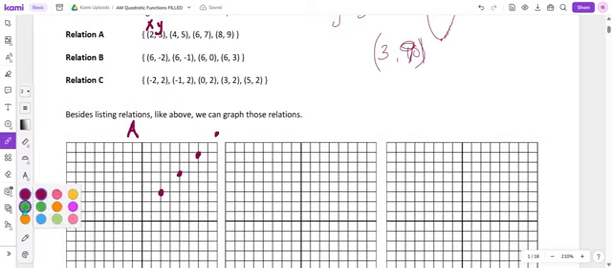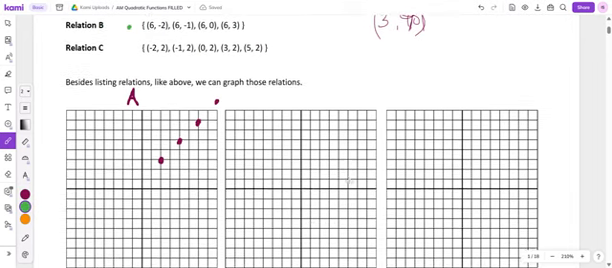Let's plot the second one. So relation B, we got 6, negative 2. 2, 3, 4, 5, 6. We got 6, negative 1. We got 6, 0. We got 6, 3. Also linear. Unique about this is that it makes a vertical line. And go ahead and plot relation C.